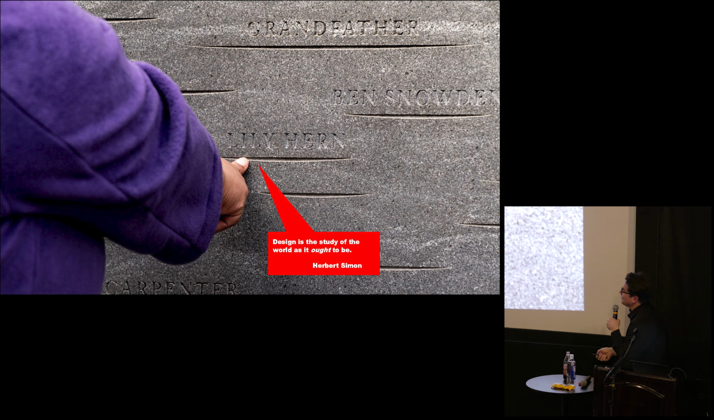So when people ask me, what's the definition of design, I refer to Herbert Simon, who says, science is the study of the world as it is, and design is the study of the world as it ought to be. And I think that's such a powerful way to think about design. It's the world as it ought to be, and that's why we do what we do.